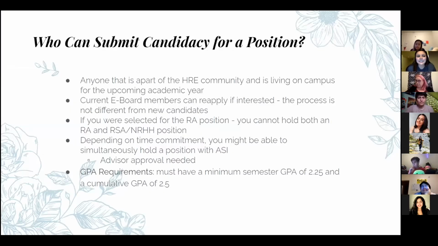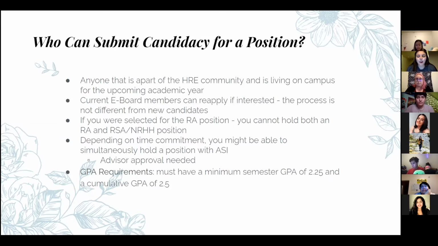All right, so who can submit candidacy for a position? Anyone who lives in housing and is going to live on campus for next year can apply to serve on the NRHH e-board. Our current e-board can also reapply if they are interested in a position. However, the process is the exact same for any of our new candidates. If you were selected to serve as an RA for next year, unfortunately, you cannot hold the RA position and a position with NRHH or RSA. So just be aware of that.